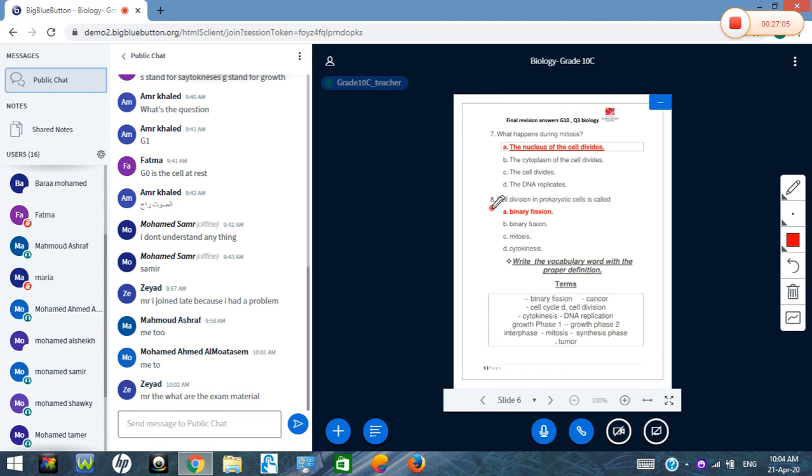Number 8, cell division in prokaryotic cells is called. The most common example of the division of prokaryotes, for example a bacterial cell, is binary fission. Binary fission, not binary fusion. Fusion is wrong. Binary fission is the right answer.